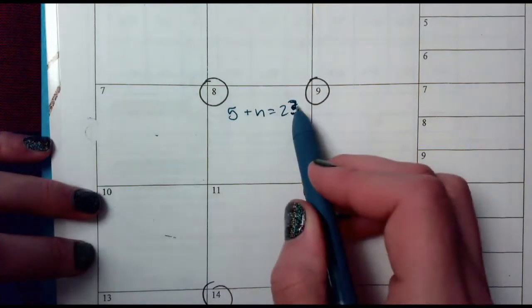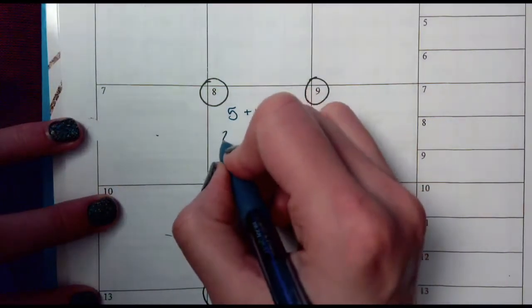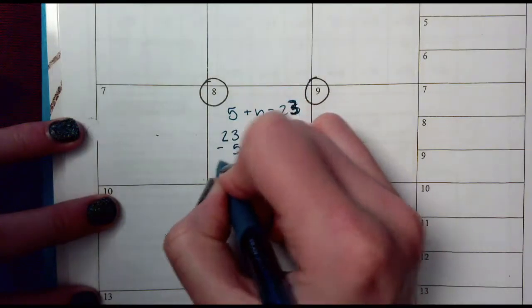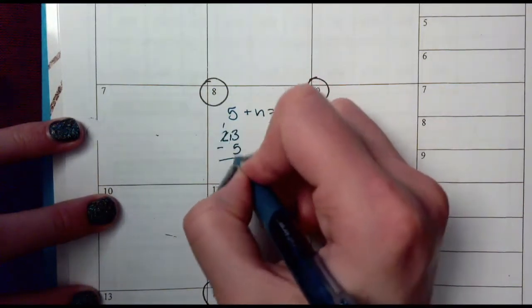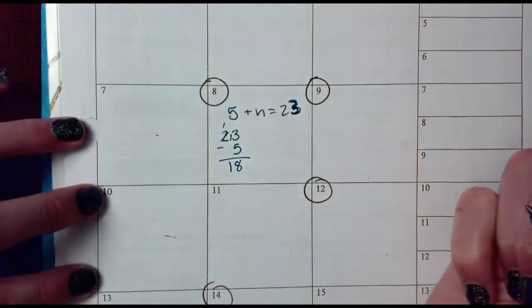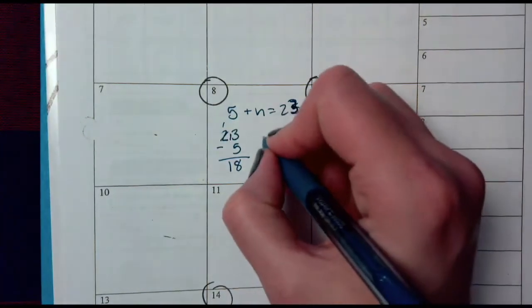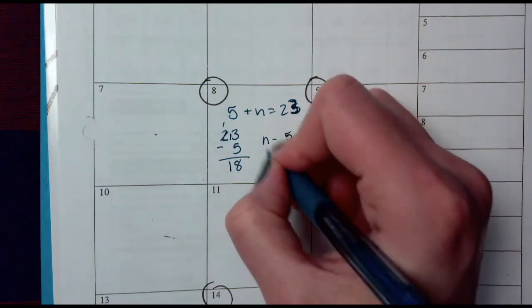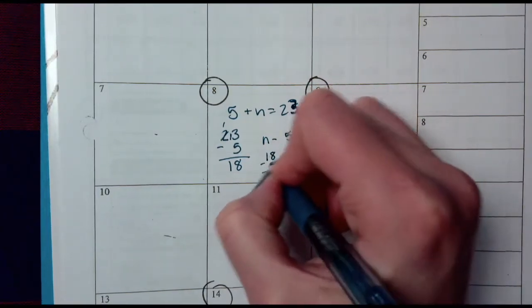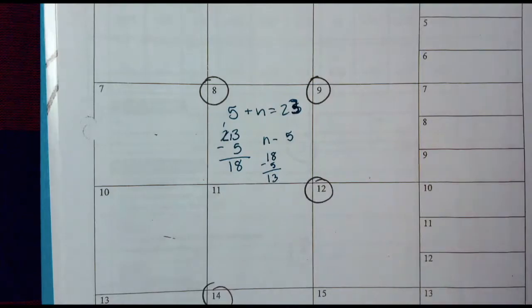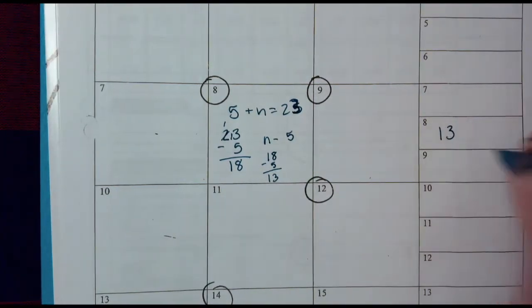5 plus n is going to be 23. Missing number in an addition sentence to find the answer. We subtract. We get 18. So then we have to plug in 18 for n. So n minus 5, or 18 minus 5, we get 13 for our answer.